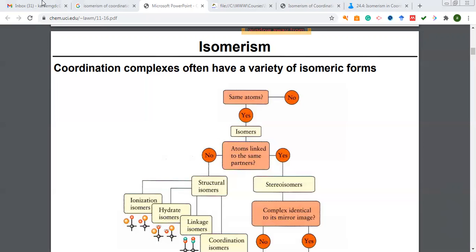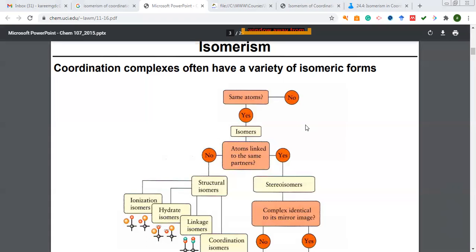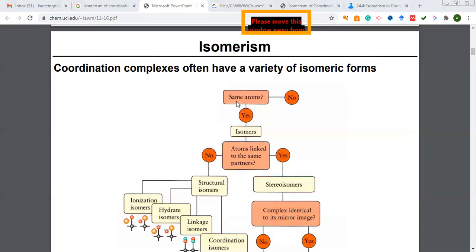So according to valence bond theory, the bond present between metal and ligand is a coordinate covalent bond. Since a coordinate covalent bond is a directional bond, obviously this can exhibit isomerism. Okay, let's see what isomerism is. Isomerism means having the same molecular formula but exhibiting different physical and chemical properties.